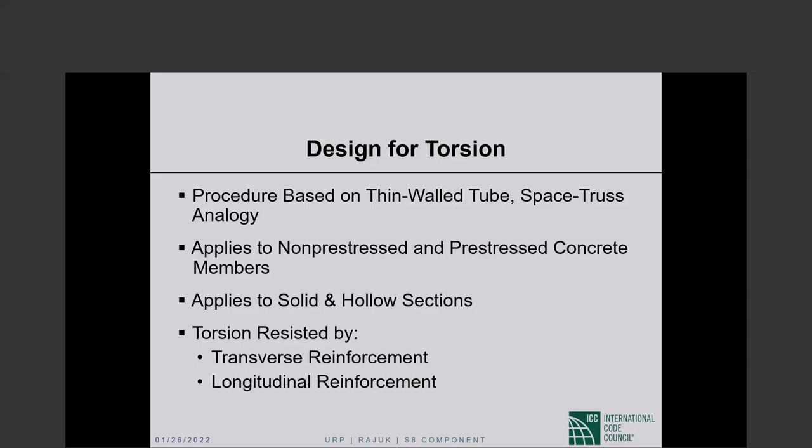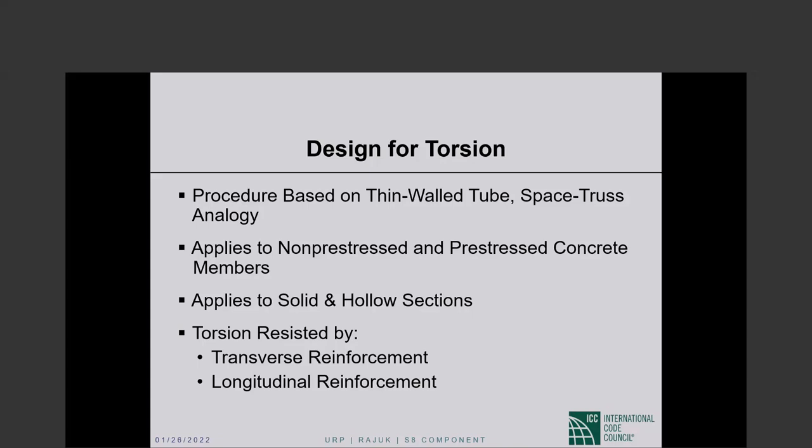Now, the torsion design procedure that we have in ACI 318, I believe this came into the code in 1995 or earlier. The current procedure, which has been in there since then, is based on a thin-walled tube space truss analogy. The procedure applies to non-pre-stressed and pre-stressed concrete members alike. It applies to solid and hollow sections, and the method adopted by ACI assumes that torsion is resisted by transverse reinforcement and by longitudinal reinforcement, additional longitudinal reinforcement that we add for torsion.